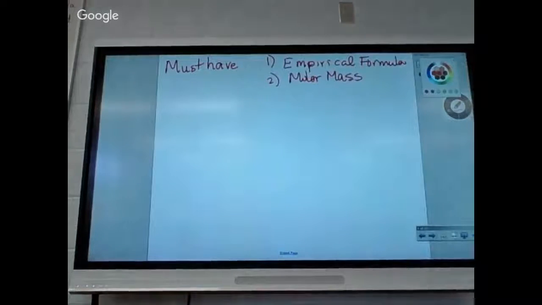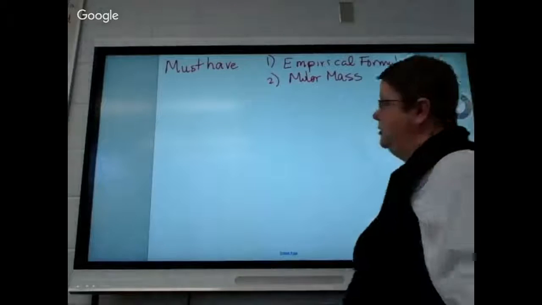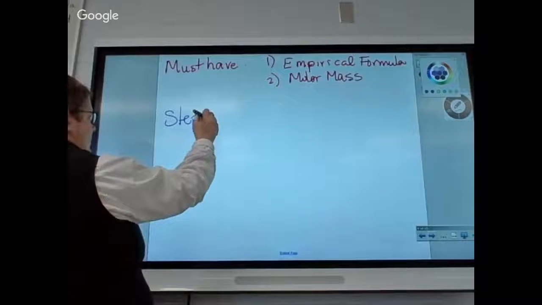The empirical formula can be done in two ways. The first way, they're going to say, here's the empirical formula. Nice and easy. The second way, they ain't going to give it to you nice and easy. You're going to have to find the empirical formula like we just did. So it's going to be a combo question. Now, how do we solve? Okay? So the steps.